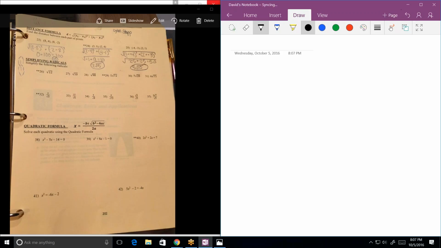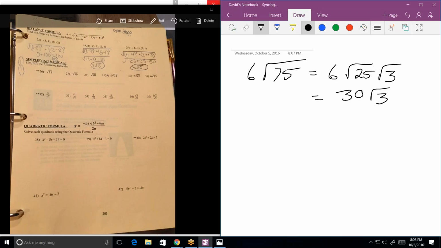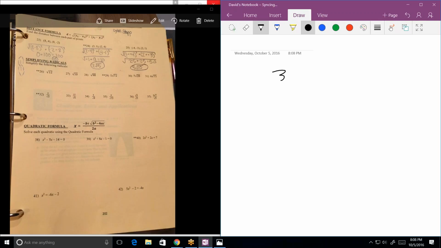All right? Alright. 6 root 75. So it'd be 6, and then root 25, and then root 3. Good. Which becomes 30 root 3. Cool. And now they get a little harder.